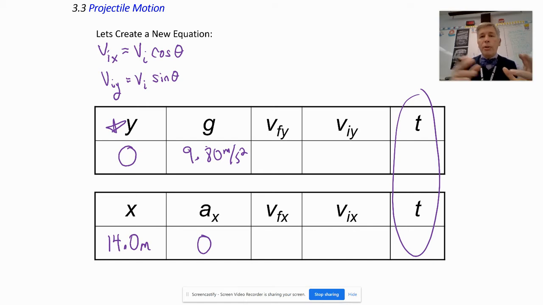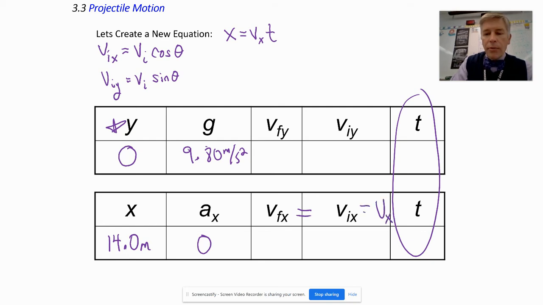The next thing I'm going to do is use some of our other equations. For example, I have X, and I would love to do something with X. So X I know is equal to Vx multiplied by t. Well, Vx and Vix are all the same. These all equal Vx.